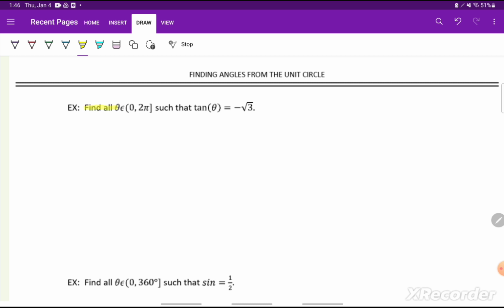You'll see this first example says find all theta in the interval 0 to 2 pi. 2 pi is radian. And then in the next example, it says from 0 to 360 degrees. So be sure that you're paying attention to that as you're answering these questions.